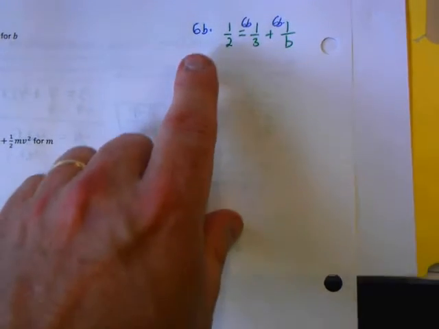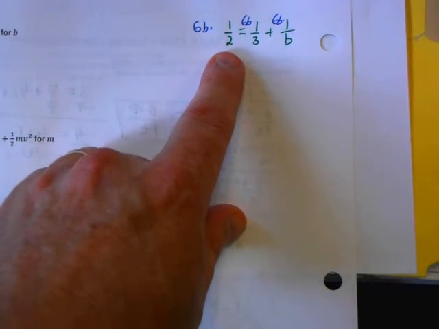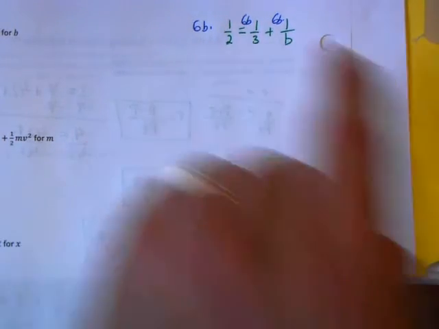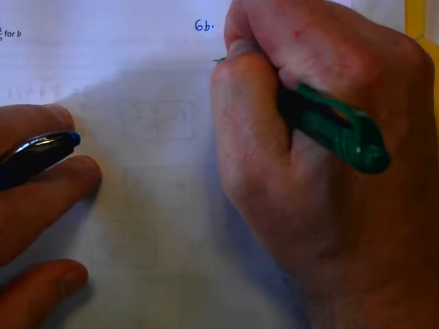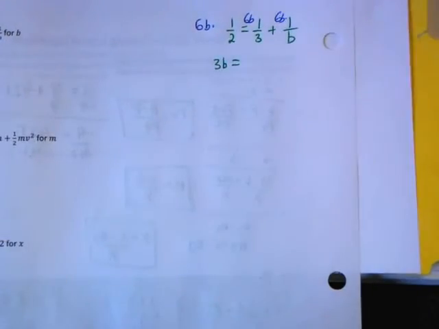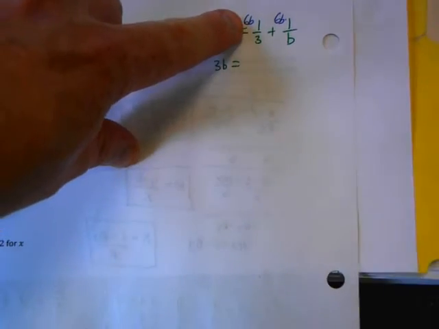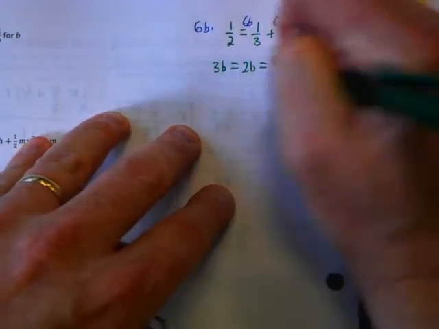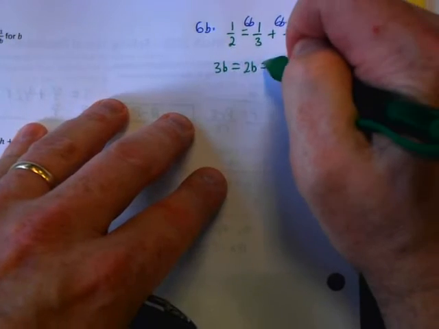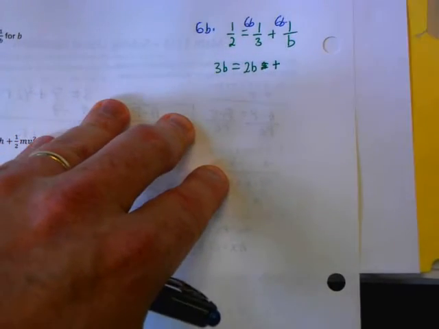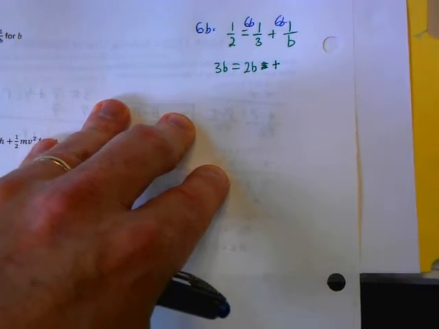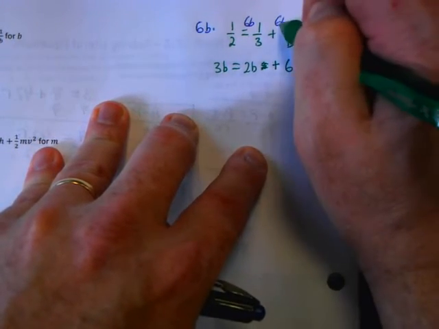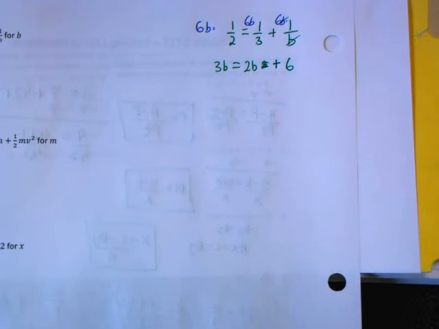What happens when I take 6B and I multiply it by 1/2? Well, what's 6 divided by 2? 3. So that gives me a 3B. Equals, over here, what's 6 divided by 3? So that's a 2B. Over here, oops, not equals. What's 6B divided by B? Just 6. This b on top cancels with that b on bottom.